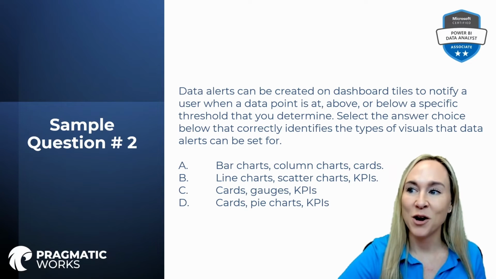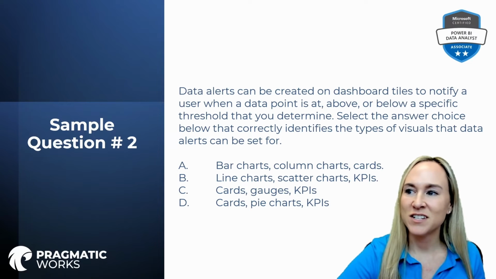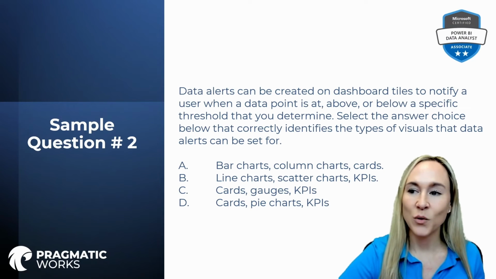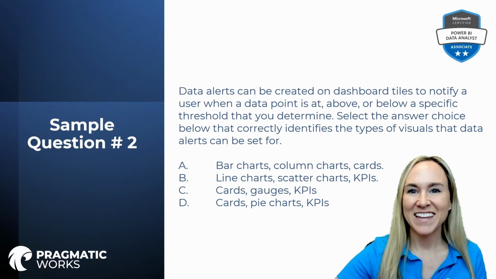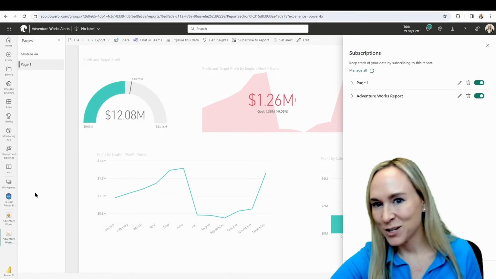Is it A, bar charts, column charts, and cards? B, line charts, scatter charts, and KPIs? C, cards, gauges, and KPIs? Or D, cards, pie charts, and KPIs? Let's head over to the Power BI service and let's take a look at our dashboard.